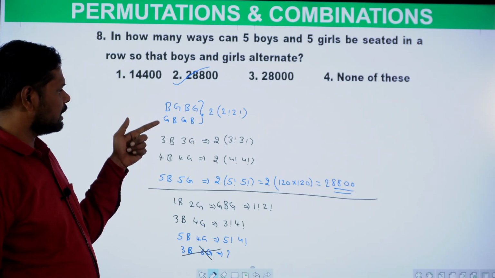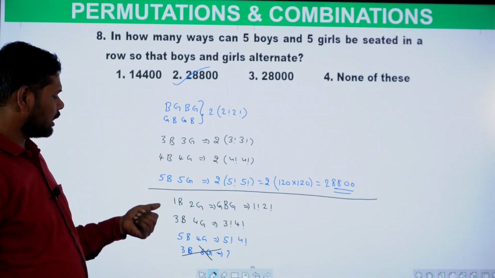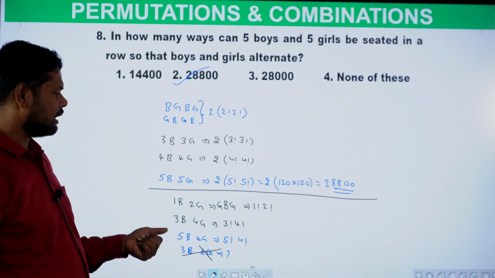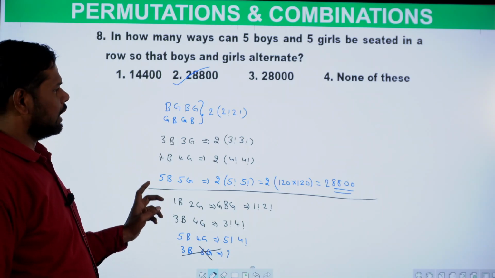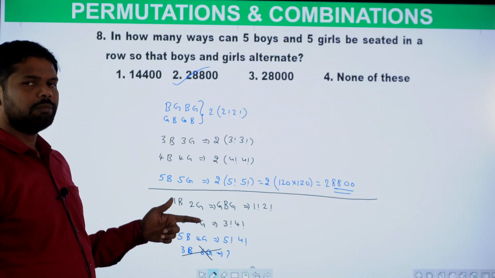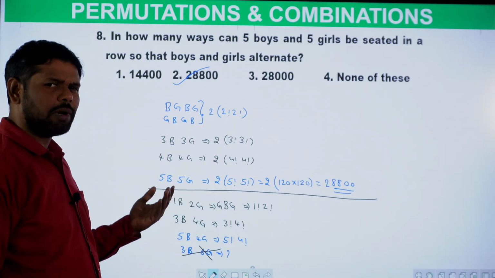Either boys and girls are equal, then we arrange them alternately. Otherwise, if the difference is equal to 1, it is also possible to arrange them alternately. Right? If the difference is more than 1 between the boys and the girls, definitely it is not possible, not only for boys and girls.